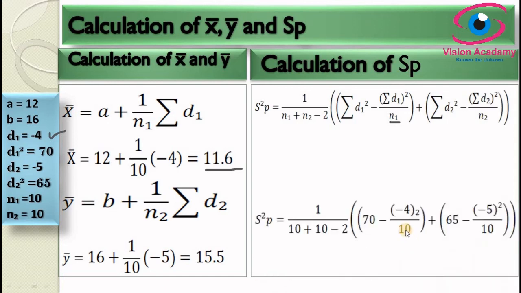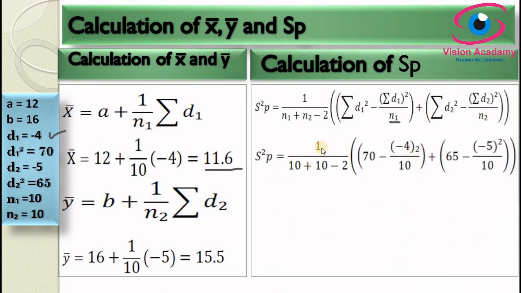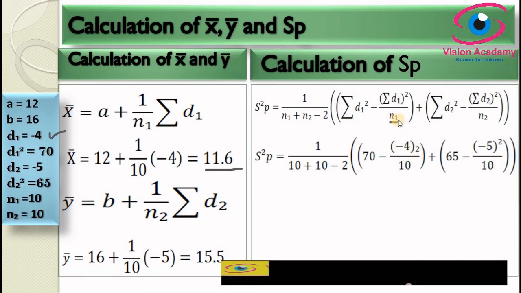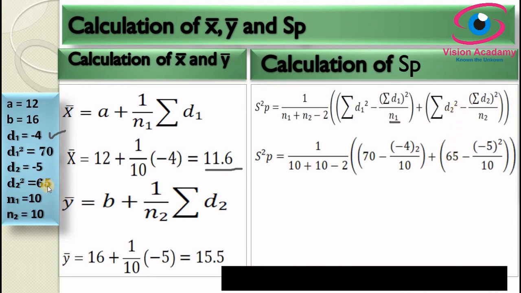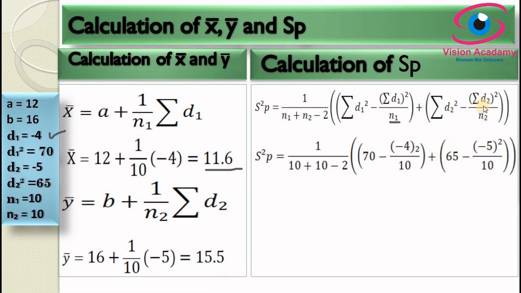So the values I have replaced here are N1 10, N2 10, minus 2, summation D1 square 70, and summation D1, sorry, the square of the summation D1, minus 4 whole square, divided by N1 which is 10. Then summation D2 square is 65, and summation D2 whole square, minus 5 whole square, divided by 10. Now in the next step I will simplify this formula.